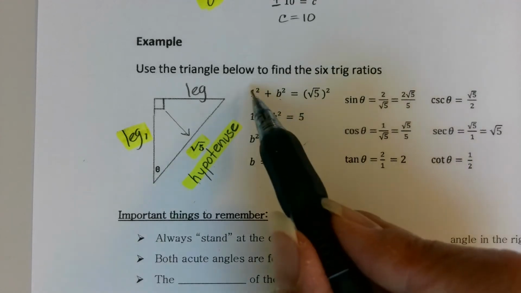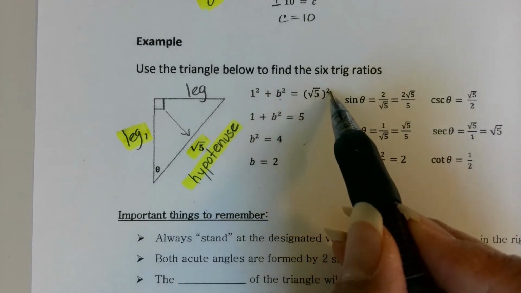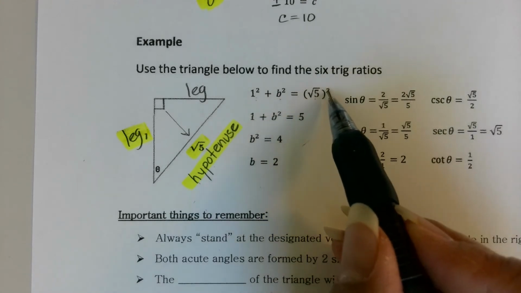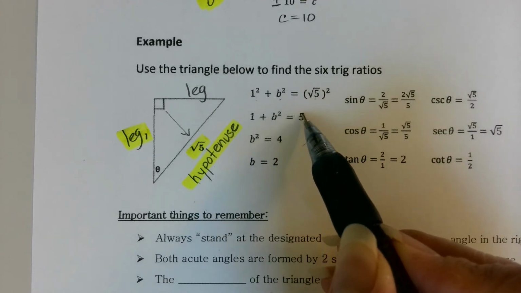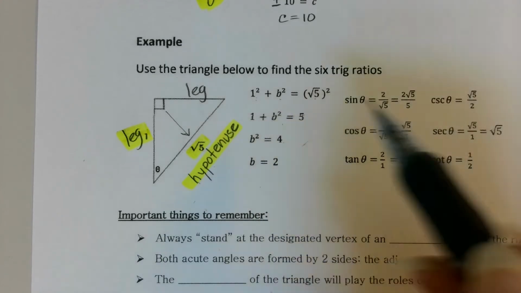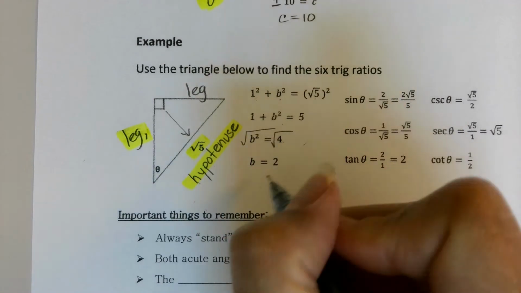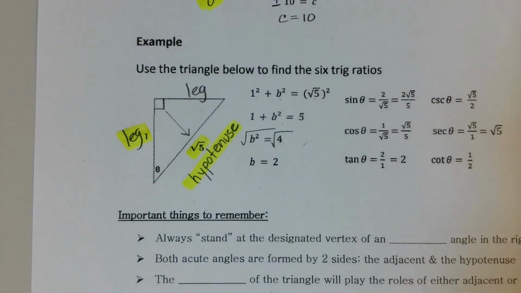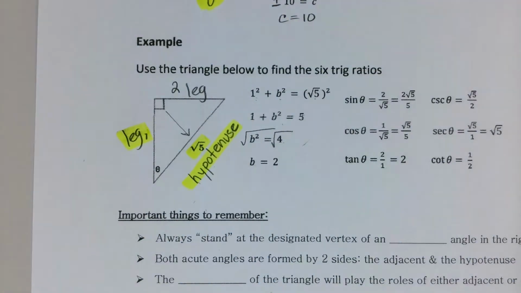And then we simplified. 1 squared is 1. The square root of 5 squared is going to cancel the radical and the square out, and you're just left with plain old 5. Subtract 1 on both sides, so b squared is going to be 4. You again are square rooting both sides. And you're going to end up with b equals positive and negative 2, but you are only going to use the b equals 2. So the length of this leg over here is going to be a 2.